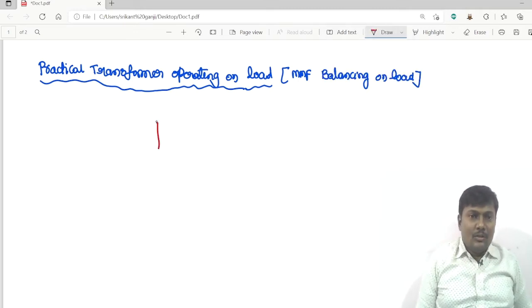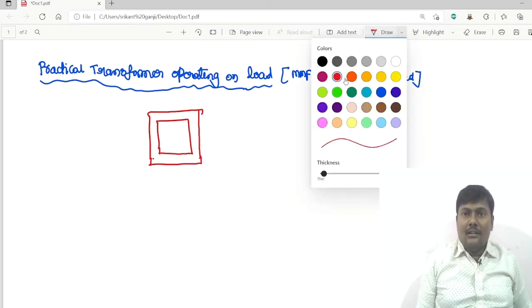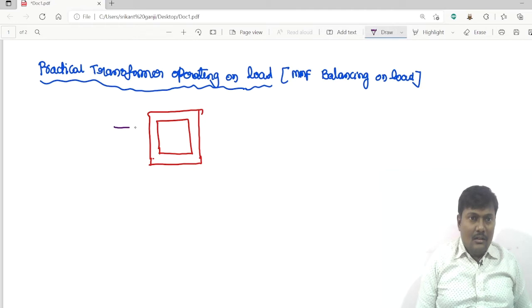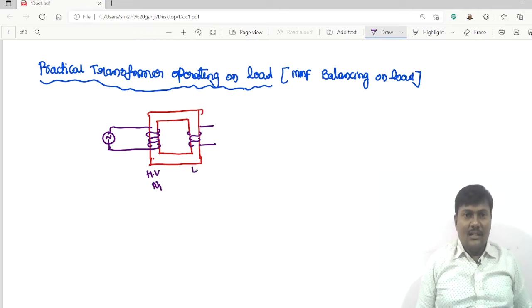So I am taking a core type of transformer. Here I am drawing a core type of transformer. On limb 1, I wound the winding, that is the primary winding. On limb 2, we wound the winding, that is called the secondary winding. So this HV winding has N1 number of turns. This LV winding has N2 number of turns.